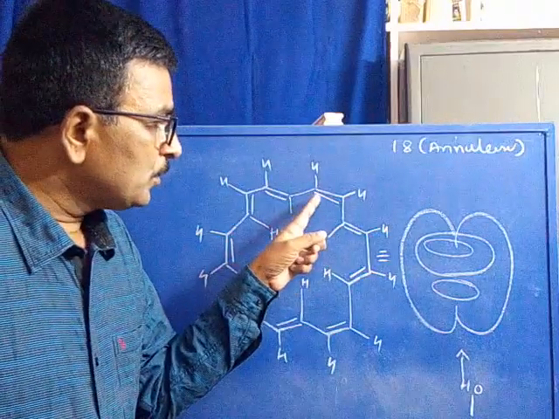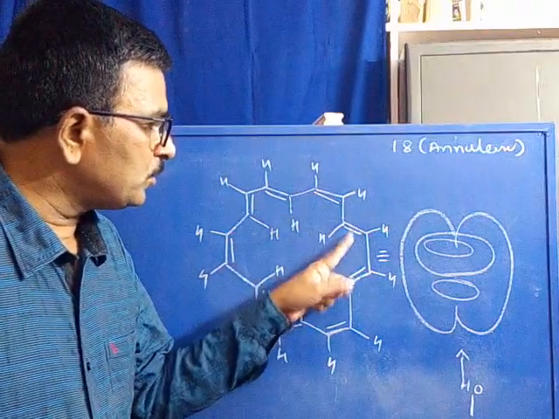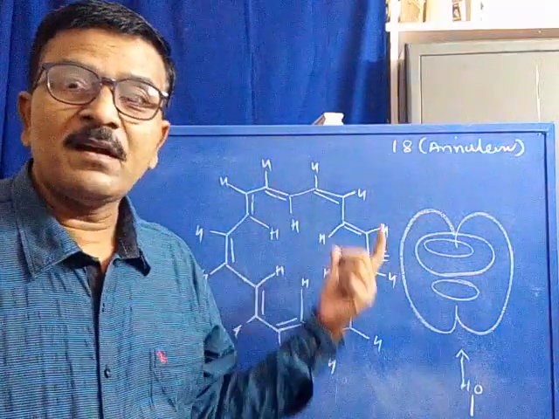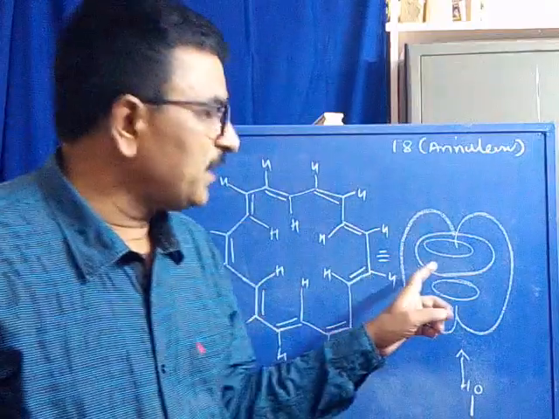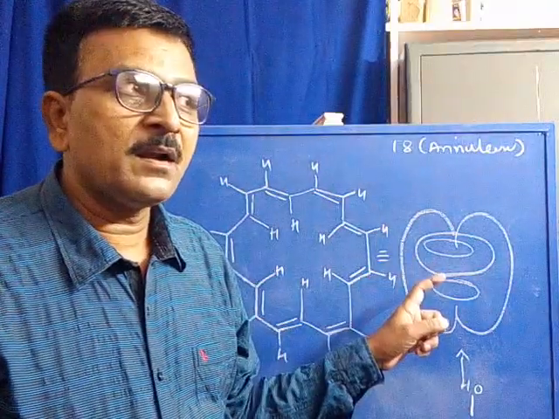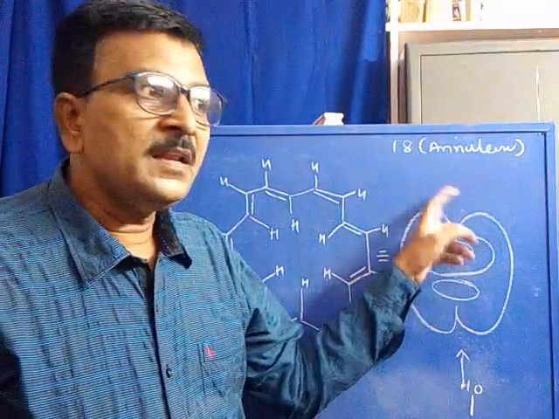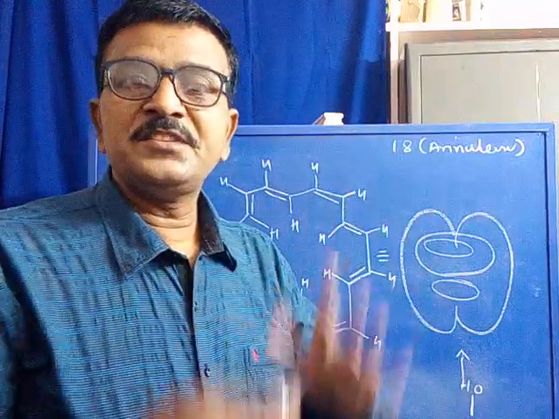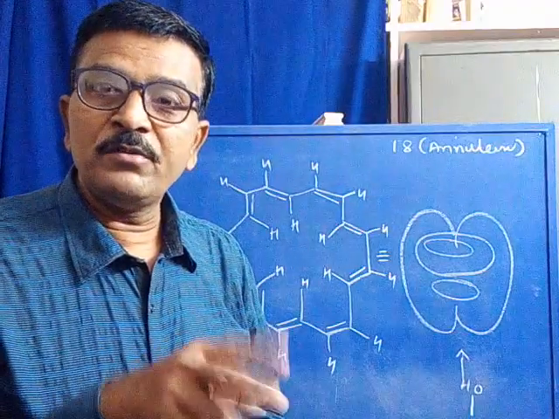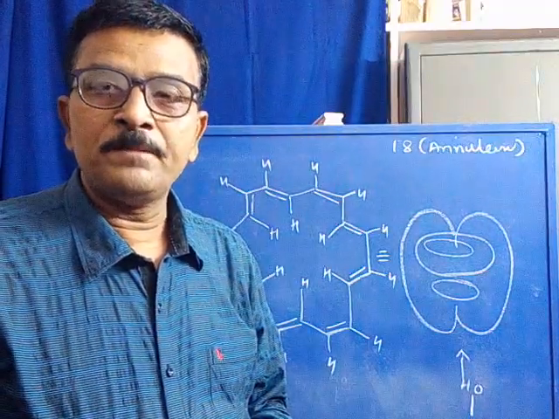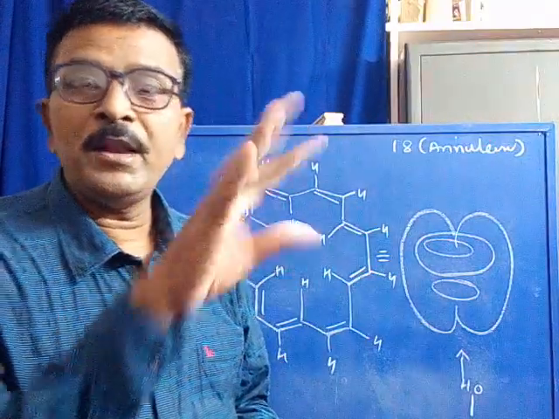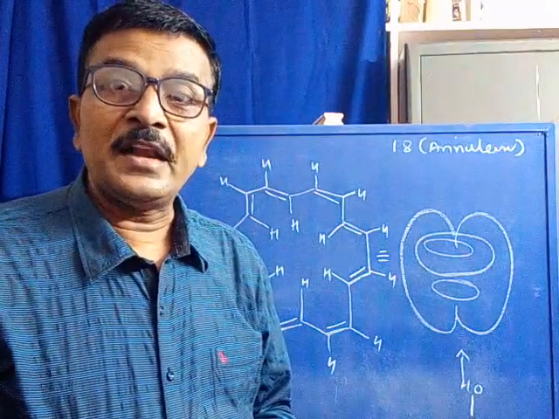Here a total of 18 pi electrons are involved in the circulation. Therefore, the secondary magnetic field generated due to the circulating pi electron cloud above and below the plane is to a huge extent. A large secondary magnetic field is generated because 18 pi electrons are involved in the circulation above and below the plane. Because of this huge secondary magnetic field, similar to aromatic compounds, it is called a ring current.